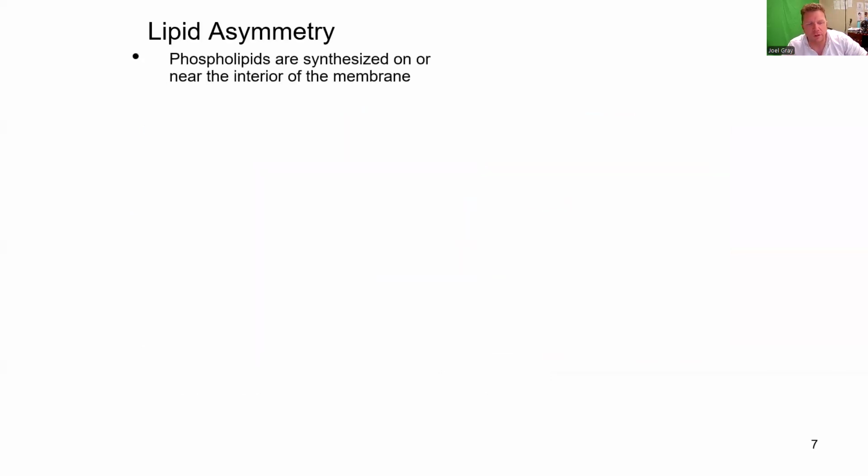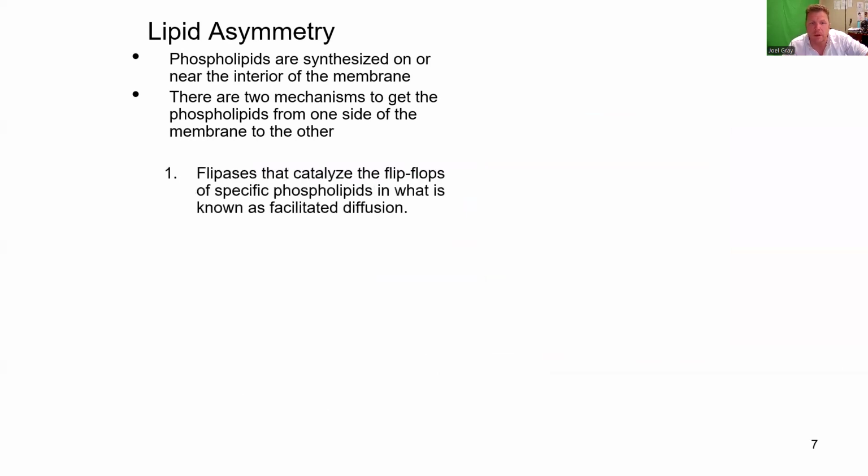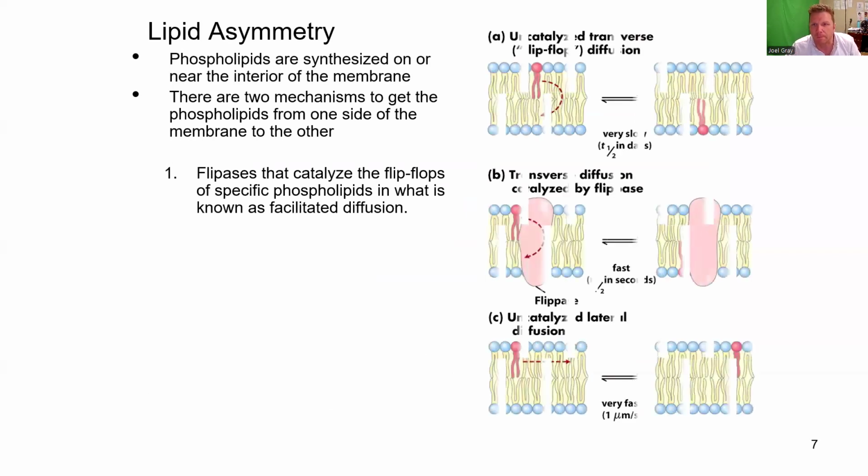Now, that lipid asymmetry: phospholipids are synthesized on or near the interior of the membrane. There are two mechanisms to get those phospholipids from one side of the membrane to the other. Flipases, I kid you not, that is one of the most fun enzyme names ever. Flipases catalyze the flip-flops of specific phospholipids in what is known as facilitated diffusion.